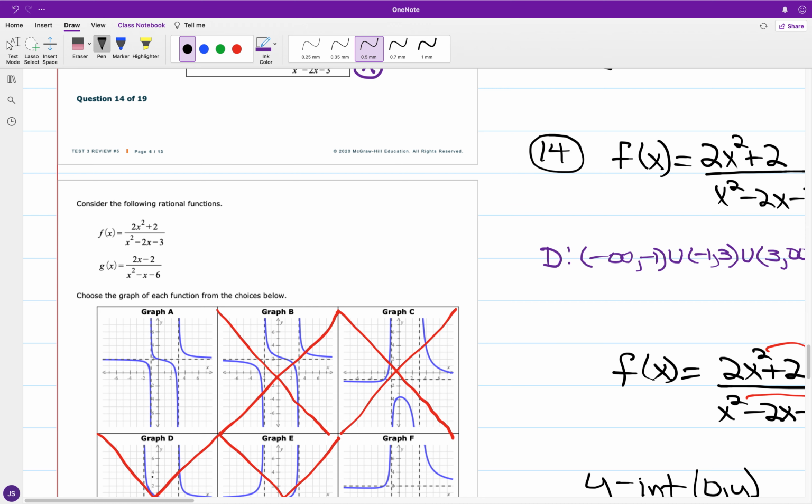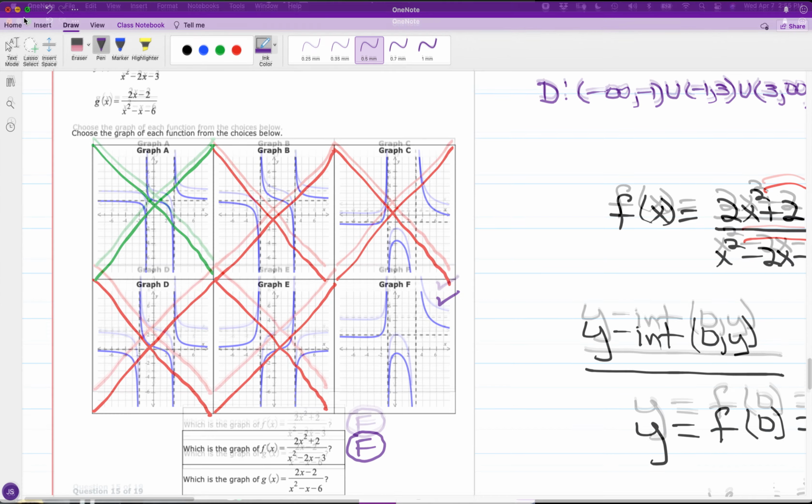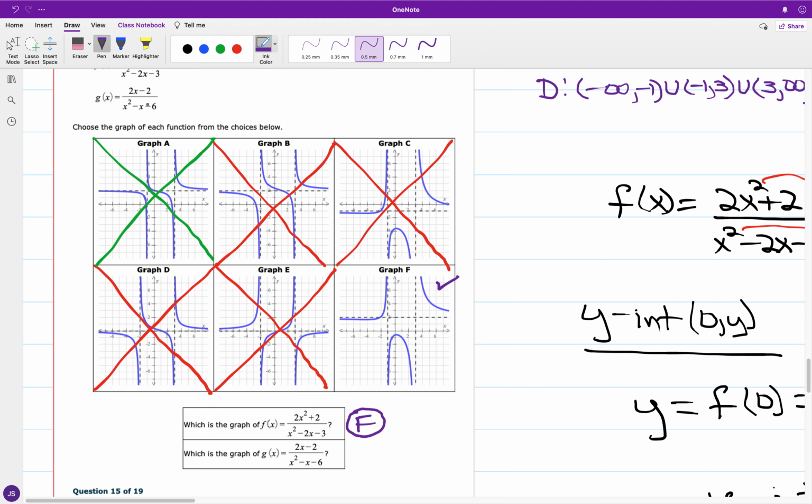Okay, and so this time around, A is going to go out. So you have just above y is equal to -1. So for this function, f of x, you have the matching graph come out to F. Okay, so 2x minus 2 all over x squared minus x minus 6.